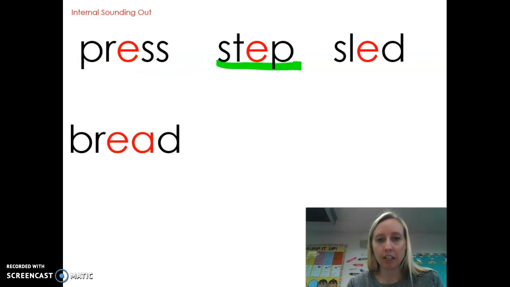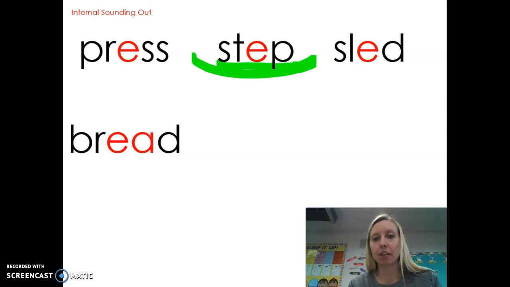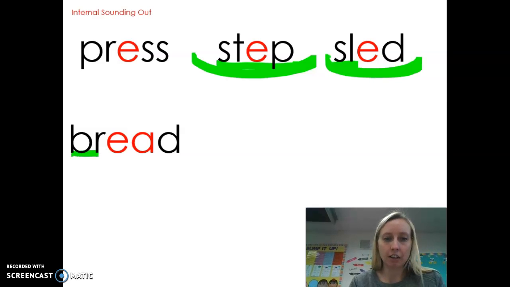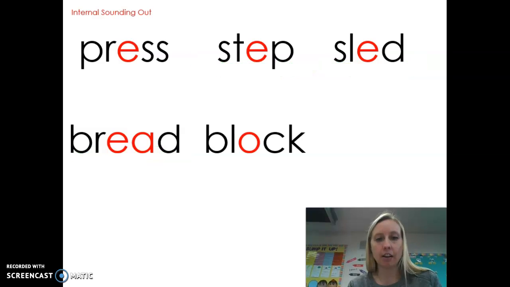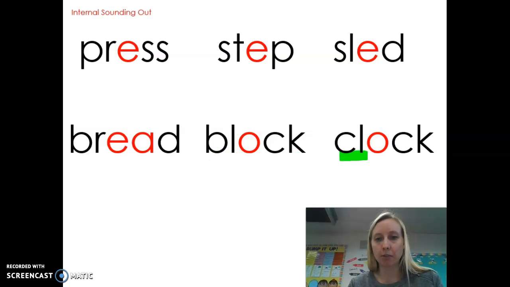Okay, so look at this one next. 3, 2, 1. Step. Think of the blend. 3, 2, 1. Sled. Think of the blend. And then the pattern here. 3, 2, 1. Bread. Think of the blend. 3, 2, 1. Block. Here's the blend. 3, 2, 1. Clock.